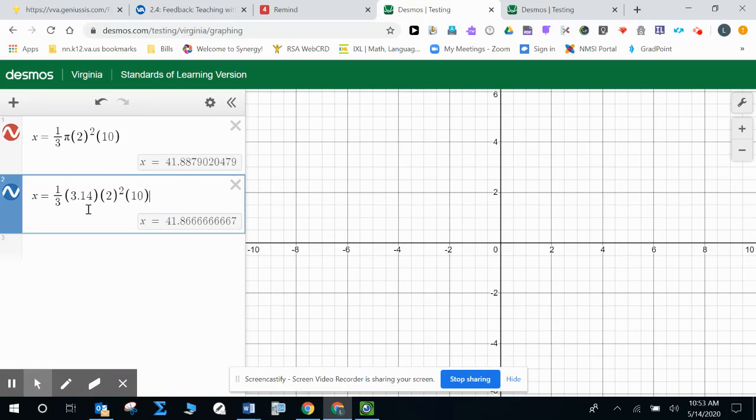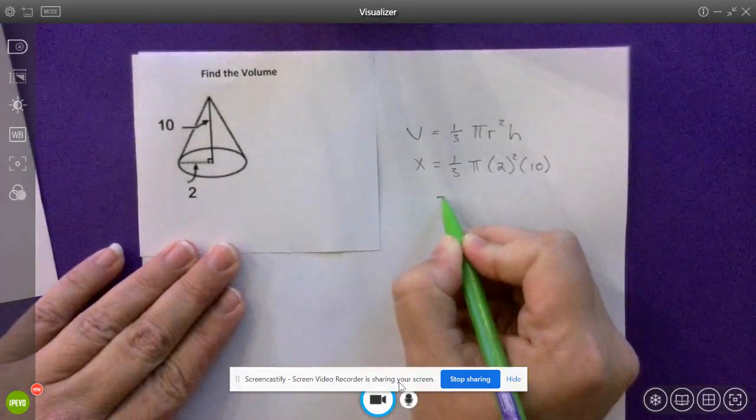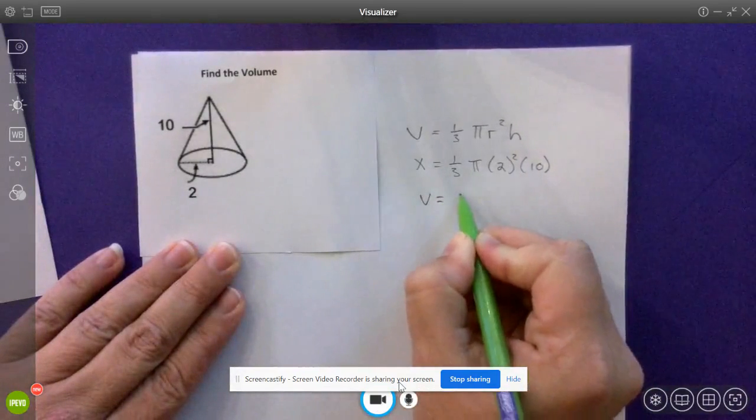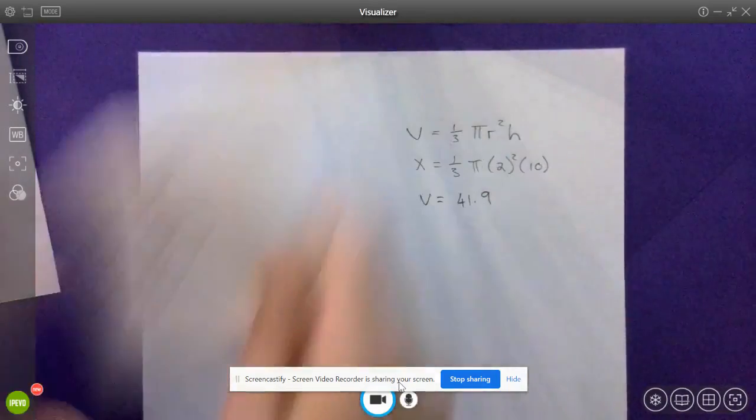Now in the second row right here, I used 3.14 instead of pi. And as you notice, the answer is just slightly off. So if you're going to use 3.14 versus pi, then just make sure you pick the answer that is closest to the one you got. As you can tell, there's not much of a difference between these two. So our answer for this one, if I rounded it, the volume is going to be 41.9. All right, one more example.